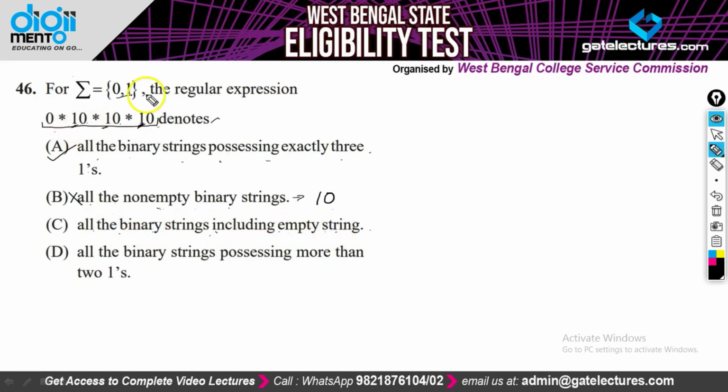Including empty strings, no, it is not right, because compulsorily we need to have 1 1 1 and 0. This and this, so it has to be there, and they are saying including empty strings. So this statement is also wrong. Now it is saying all the binary strings possessing more than 2 ones. This is also not right.